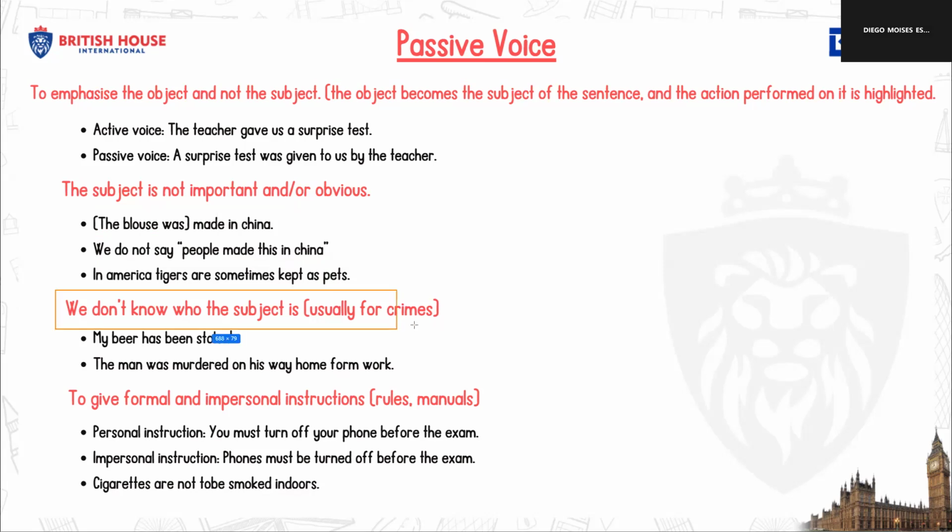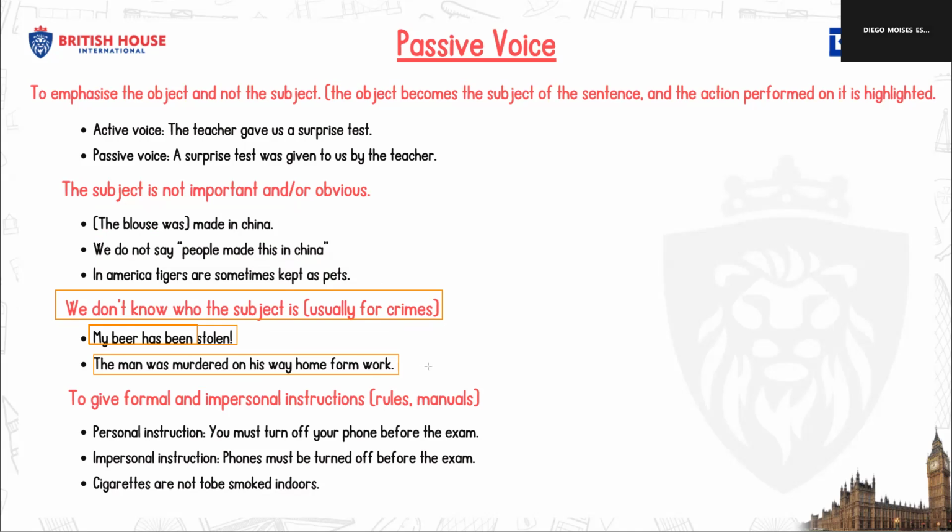Next one. We don't know who the subject is. Usually for crimes. For example, you don't know who did it. It's a crime, in the news, for example. So the first example is kind of like, my beer was stolen. Well, you're giving information, right? My beer was stolen. I'm focusing on that. But the second is more like a crime, a crime that you could hear in the news, maybe.